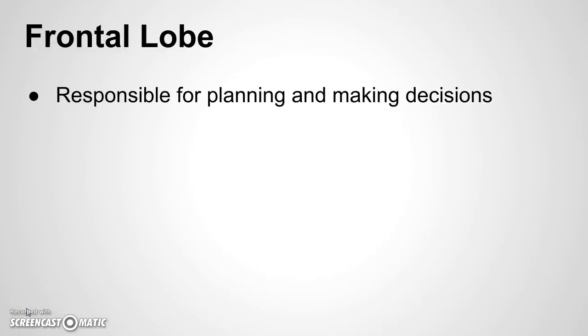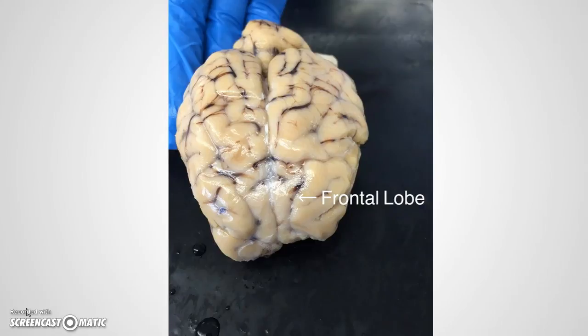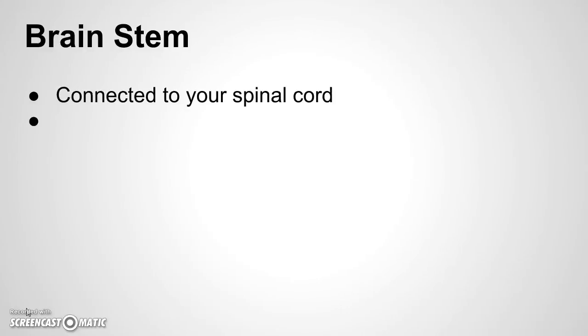The frontal lobe is responsible for planning and making decisions. And here you can see how it is located in the front of your brain. The brainstem is connected to your spinal cord, and it is responsible for helping you breathe and move your muscles.